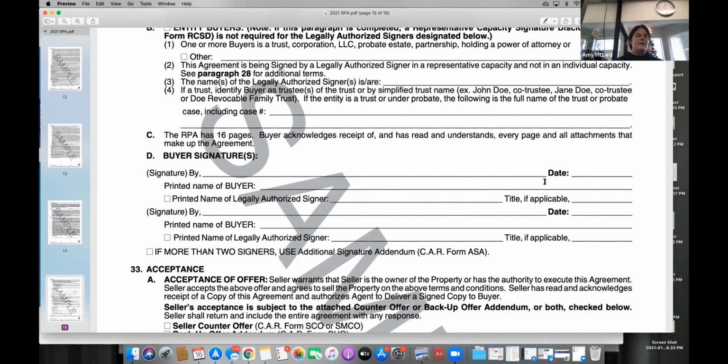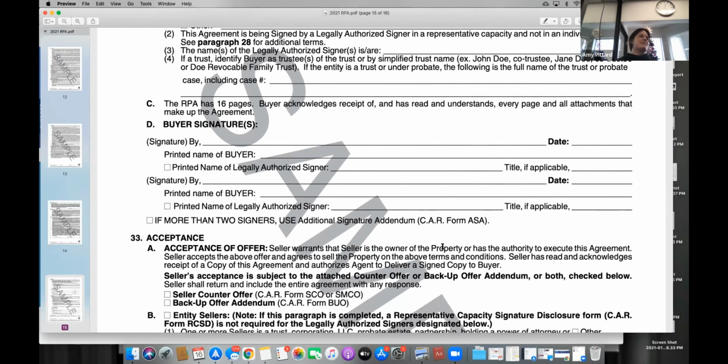Okay. We can only have 2 signers on this contract. Two, not 2 or more. I said 2 or more. You can only have 2 or less. If you have 4 buyers, 2 of them go on the contract, and then you check the little box there at the bottom of 32 for if more than 2 signers, use the additional signature addendum, CAR form ASA, where you list out all the documents we're signing, and then they just sign 1 piece of paper instead of 27 pieces of paper. It really works out to be buyer 3 and 4.